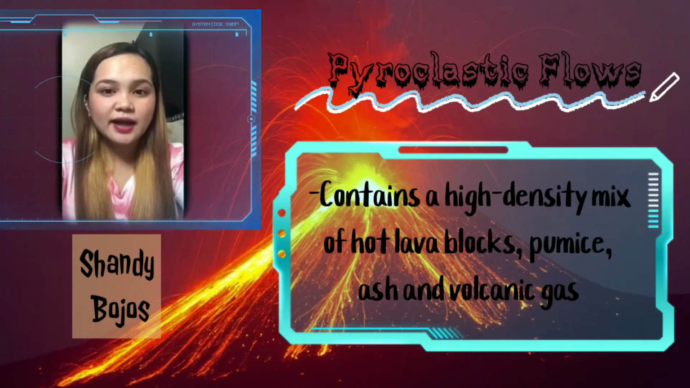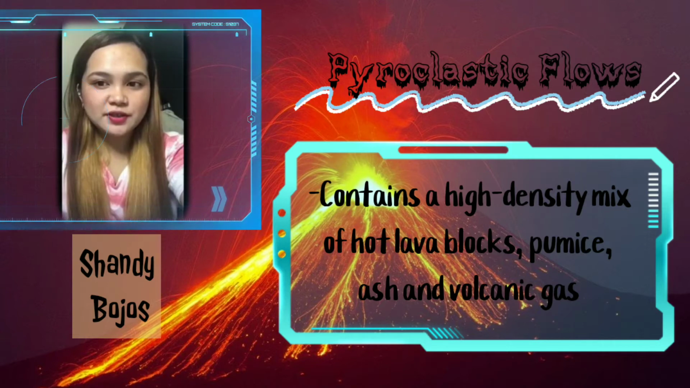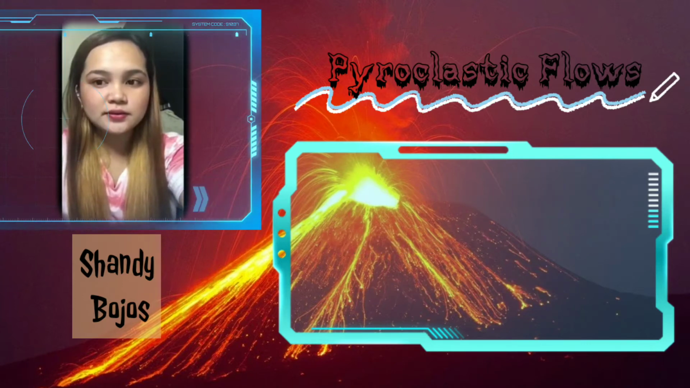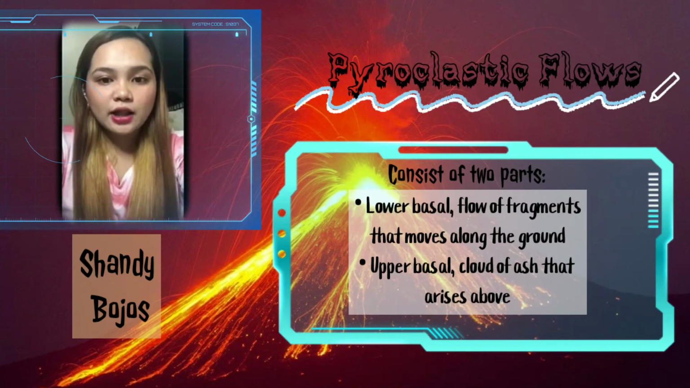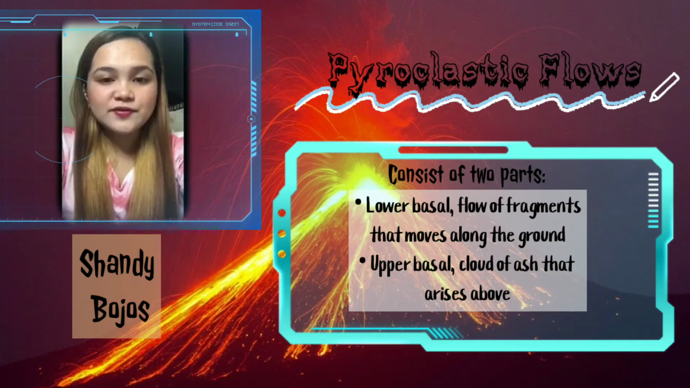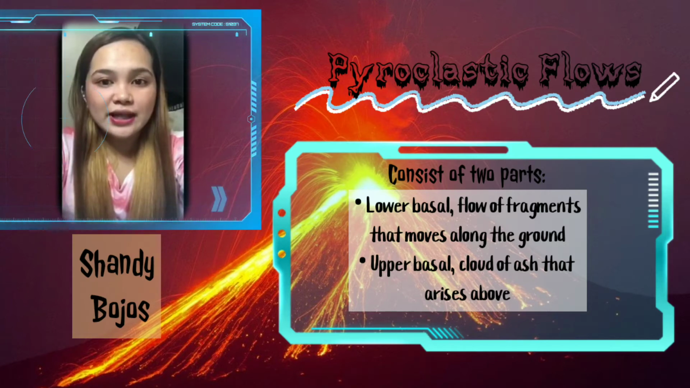Pyroclastic flows contain a high-density mix of hot lava blocks, pumice, ash, and volcanic gas. It occurs as part of certain eruptions. A pyroclastic flow is extremely hot, burning anything in its path, and it may move at speeds as high as 200 meters per second. Most pyroclastic flows consist of two parts: a lower flow of coarse fragments that moves along the ground, and a turbulent cloud of ash that rises above the basal flow. Ash may fall from this cloud over a wide area downwind from the pyroclastic flow.